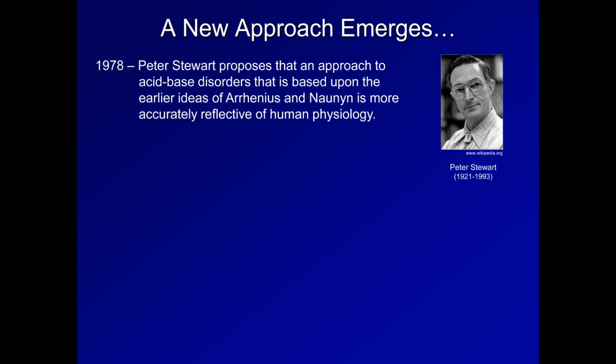Peter Stewart, a Canadian physiologist, proposed the radically new idea that human acid-base physiology is better reflected by the earlier ideas of Arrhenius and Naumann instead of Bronsted and Lowry. Specifically, he defined an acid as any ion that shifts the dissociation equilibrium of water to higher concentrations of hydrogen ion and lower concentrations of hydroxyl ion. Through an extension of his reasoning, he rejected the notion that serum bicarb concentration was central to understanding acid-base disorders.